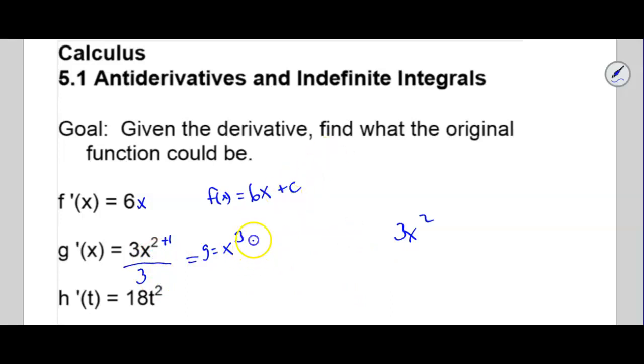But you gotta add plus c, because it's always plus a constant. Any constant will work: 0, 1, 2, 3, 4, 5, negative, whatever. Any constant will work.